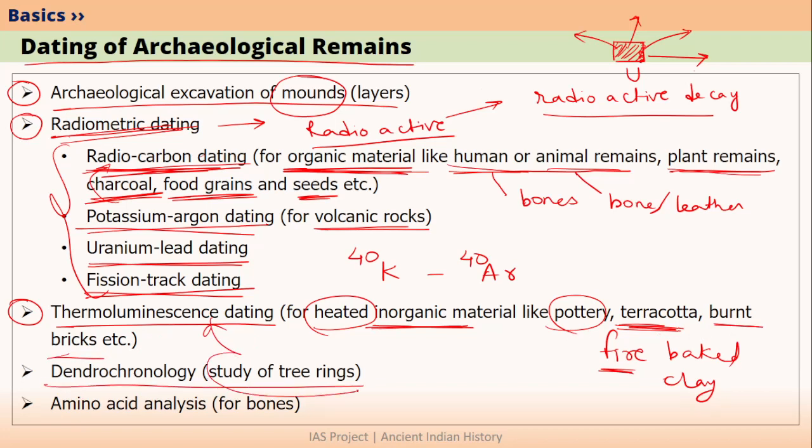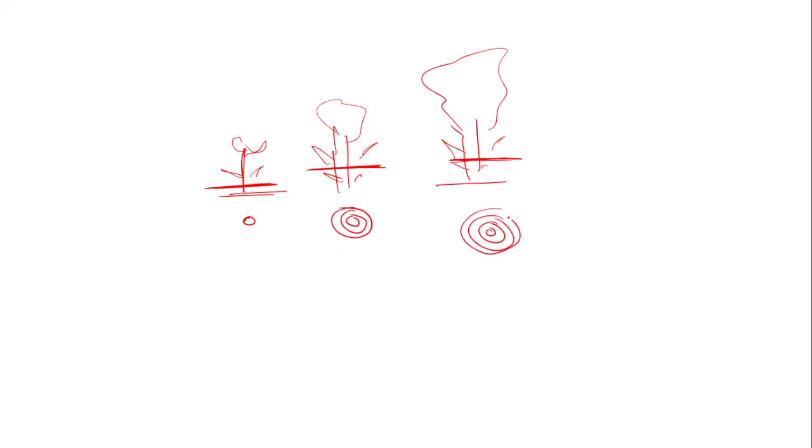Dendrochronology is used for studying the age of trees. Dendrochronology simply means study of tree rings. Let's try to understand dendrochronology. Let's say there is a plant. This is a small plant. With time, it starts to grow bigger. After, let's say, 100 years or so, now it has become even bigger. If we see the cross section of this plant, the trunk part is very small. If you look at the cross section of the bigger plant, it is very big, like this.